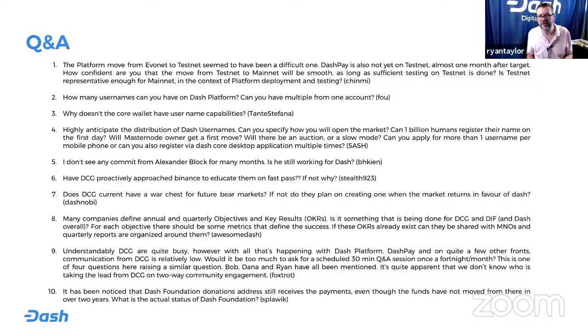Can a billion humans register on the first day? I don't think that's likely, and I don't think even the network would have the capacity. We'd have to expand the maximum block size just to handle more than 4-5 million transactions a day or something. That's our upper limit right now.